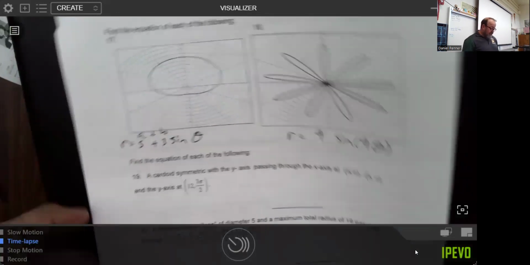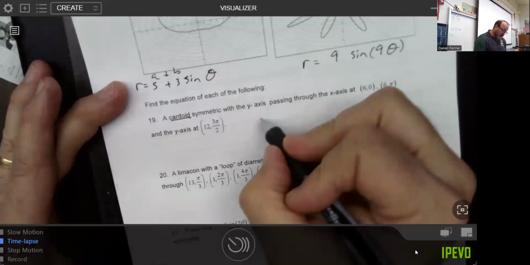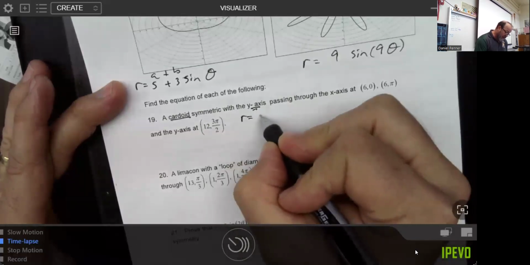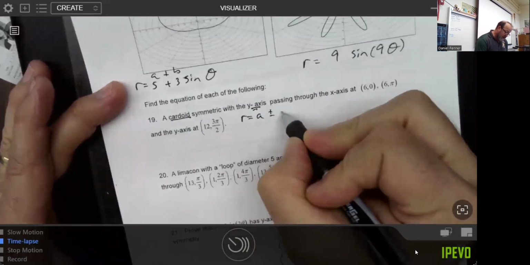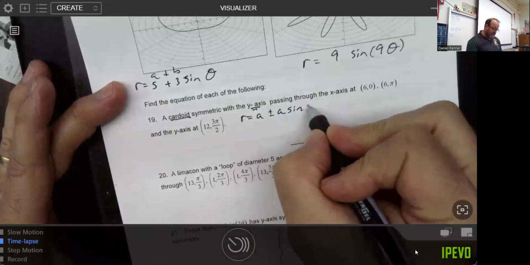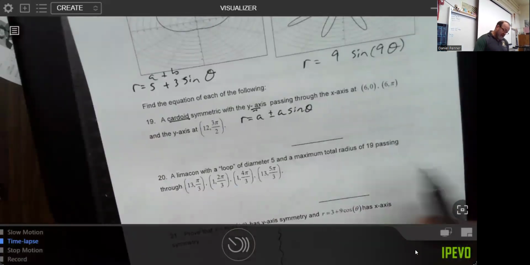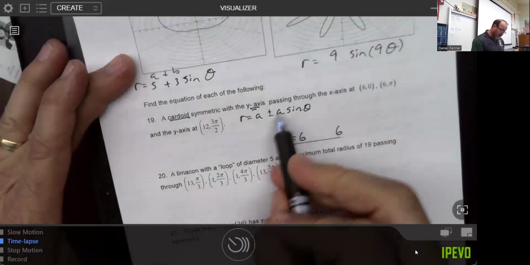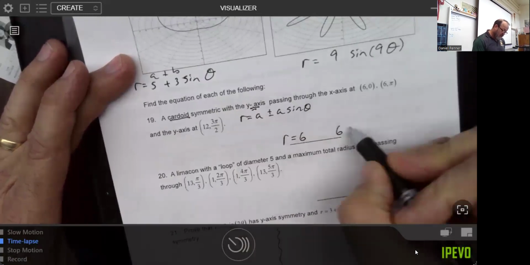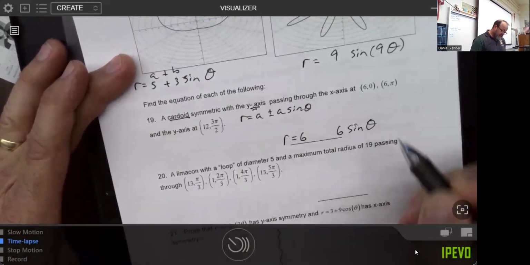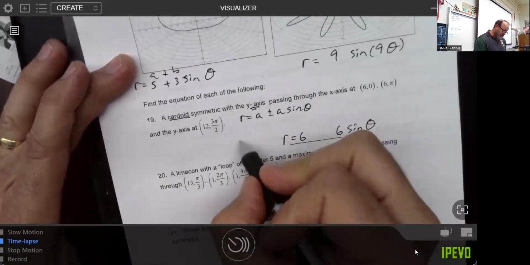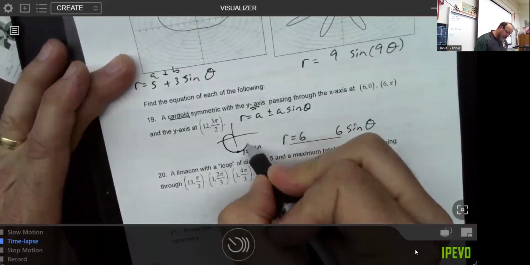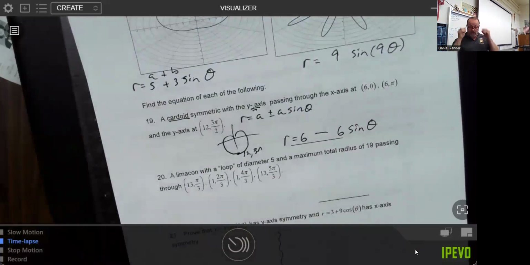Now, for number 19, it specifically says a cardioid, and it has y-axis symmetry. So it's going to be r equals some a plus or minus a sine theta, but it has to be a sine, and they have to be the same. But it says it hits the x-axis at 6, so I know it's going to have a couple of 6s. Because again, if it has y-axis symmetry, it's going to be that way. But what I can see is 6 and 6 makes 12, but it's saying that that maximum value is down here at 3 pi over 2. And if it's a cardioid, then that means it's going to have to be a downward cardioid to hit that value.